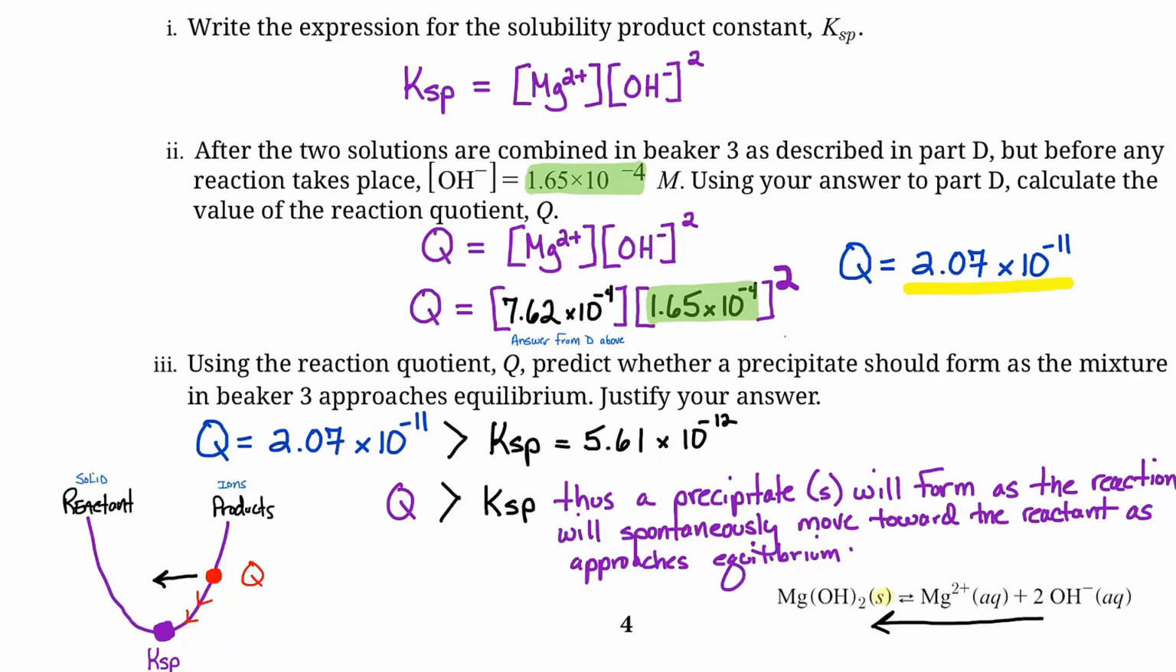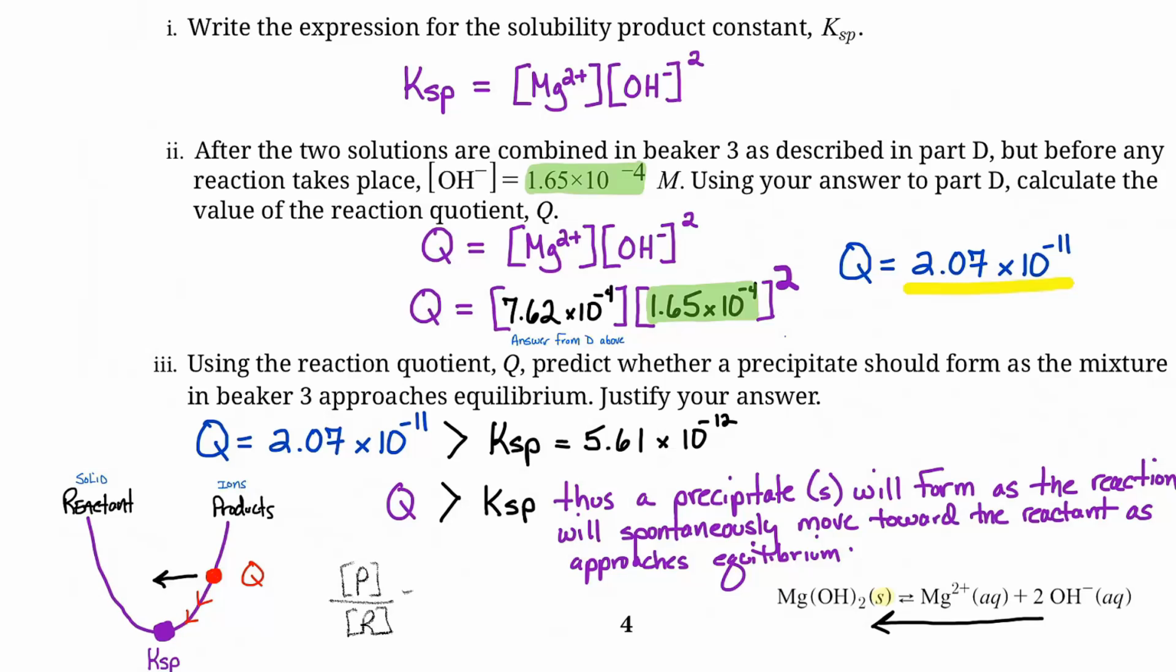So I said, thus a precipitate will form as the reaction will spontaneously move toward the reactant, in this case reactant singular because it's just magnesium hydroxide, as it approaches equilibrium. Okay, so that's a Q versus K question. To get this, you definitely had to say whether a precipitate should form. That would be yes. And then you justify it. You had to justify it quantitatively by comparing the value of Q versus K. By the way, if Q was less than K, don't forget, K and Q have the same formula. It's the products' concentration over the reactants.